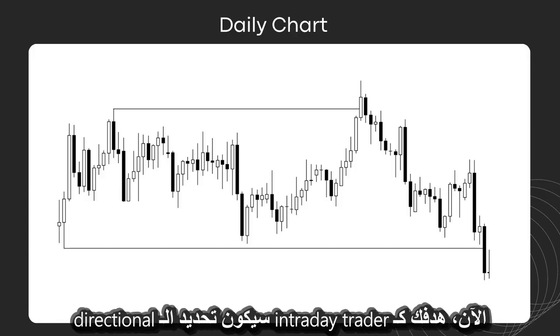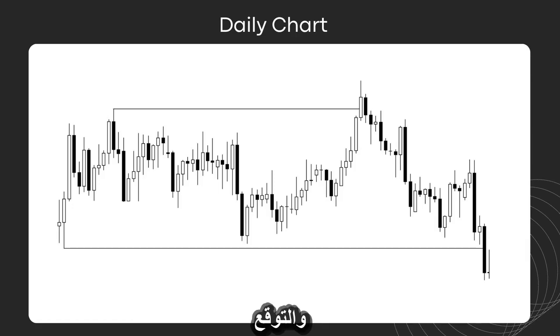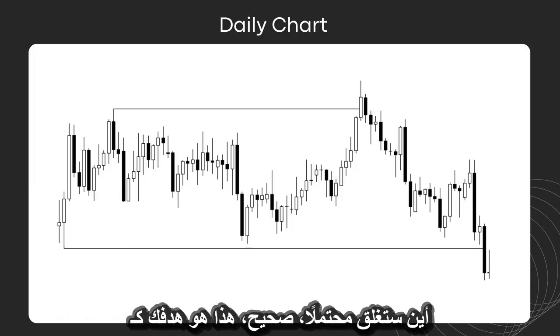Your purpose as an intraday trader would be to determine your directional bias for the day and then trade in that particular direction, and predict and anticipate where the daily candle is potentially headed or where it's going to potentially close. That's your aim as a trader.